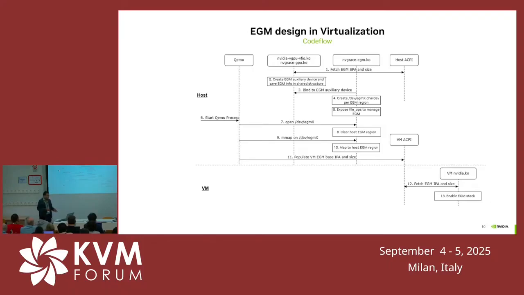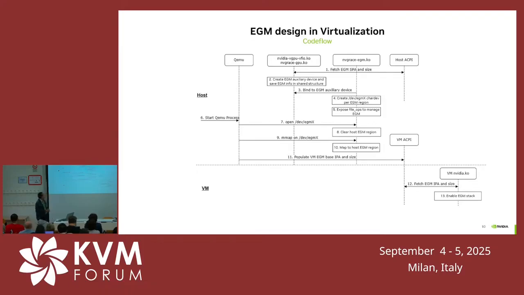So the NVIDIA vGPU VFIO module would first fetch the EGM SPA and size from the host ACPI tables, right? Then it would create an auxiliary device as soon as it notices a new region, and it saves the EGM info in a shared structure. The structure would be shared with the auxiliary device, right? So it puts that information in the shared structure. Then NVGrace EGM would bind to this EGM auxiliary device.